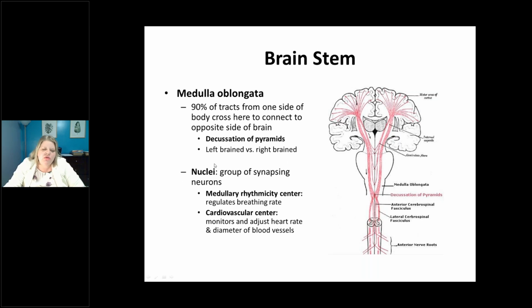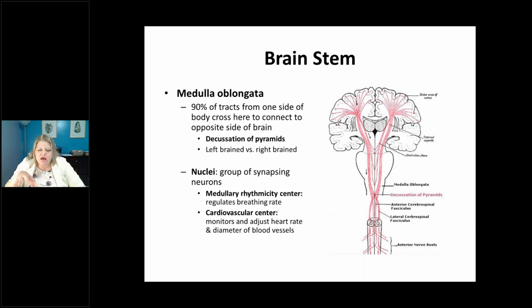The term nuclei will come up a lot while we're talking about the brain. Basically, a nucleus is a group of synapsing neurons. Okay, so it's an area where there are a lot of neurons connecting to each other, and they create very distinct regions in the brain that can be scanned and visualized for diagnostic purposes.